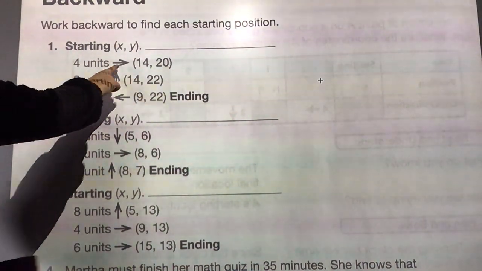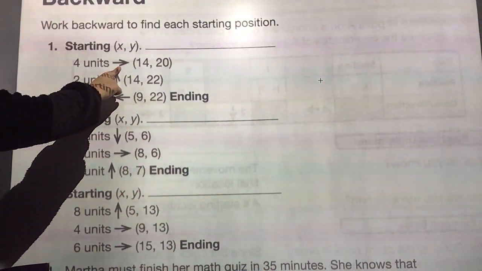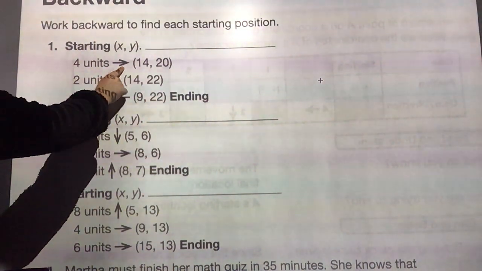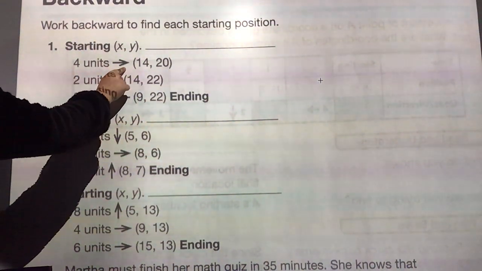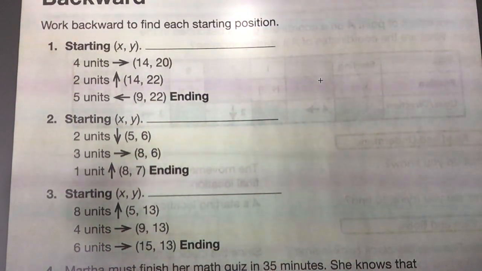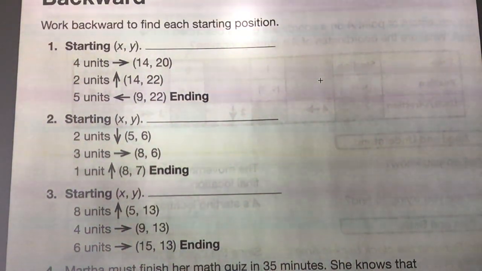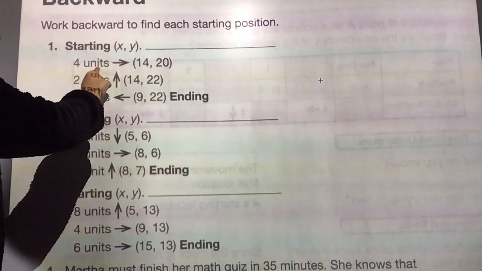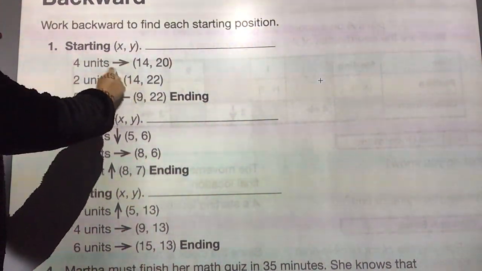Good. And we know we're going left. This arrow says right, though. Why are you guys going left? Because you have to go back. Yeah, because we're going backwards. So 4 units left. Ladies and gentlemen, if you miss these on your homework, it's because you're going to forget that we're going backwards. So we have to flip that. So instead of 4 units to the right, we're going 4 units left.